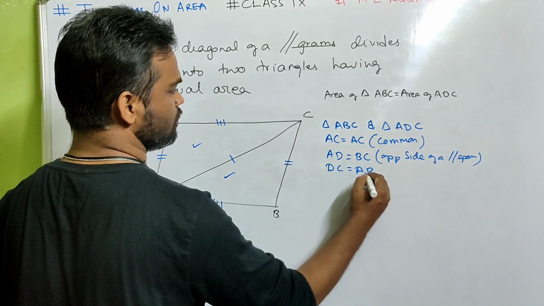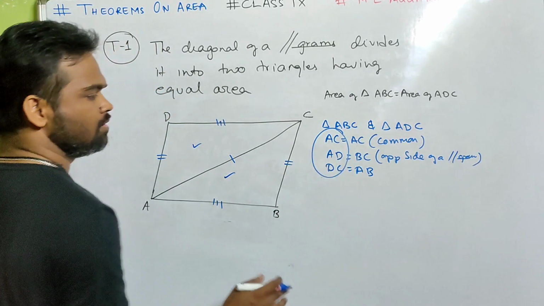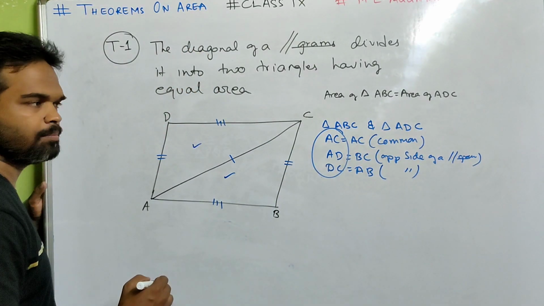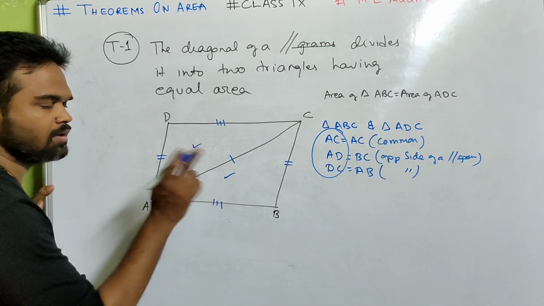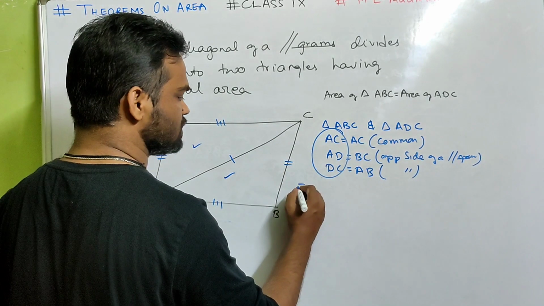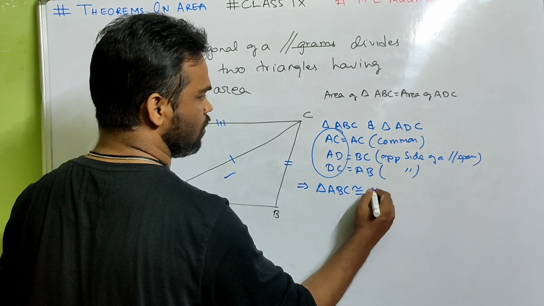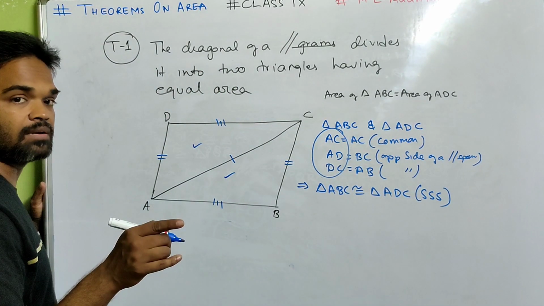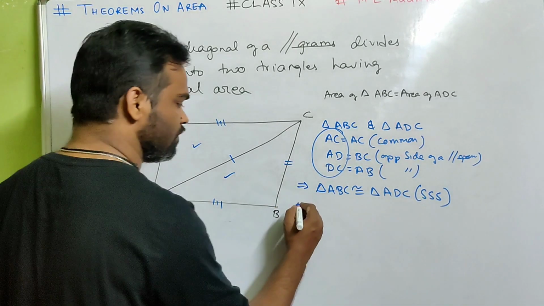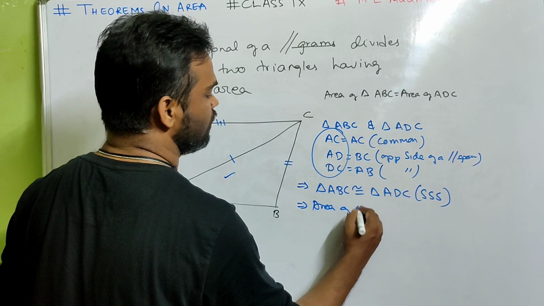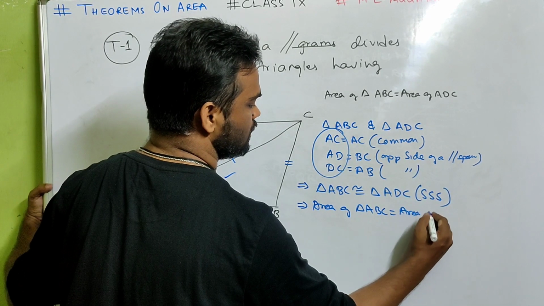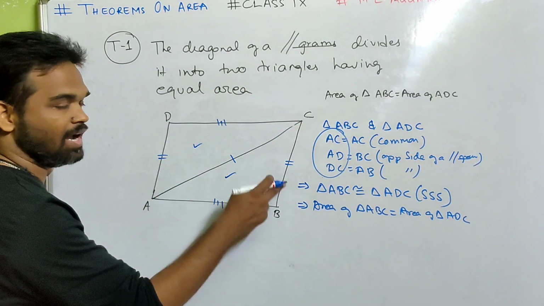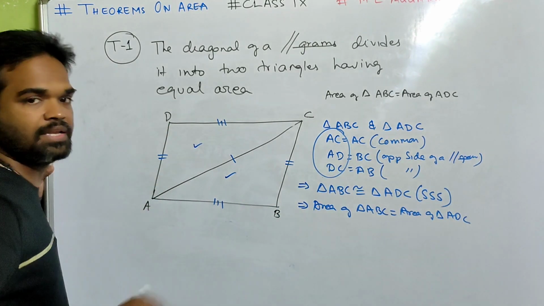For one triangle, I'm writing it over here. For the other triangle, on the right side. So DC equals AB. Again, same reason. Opposite sides of a parallelogram have to be equal. Which means these two triangles are congruent, isn't it? Side, side, side. Triangle ABC is congruent to triangle ADC by the side, side, side axiom. And if two triangles are congruent, then the areas are equal, which simply implies area of triangle ABC is equal to area of triangle ADC. And that's your first theorem, that the diagonal divides the parallelogram into two triangles having equal area.